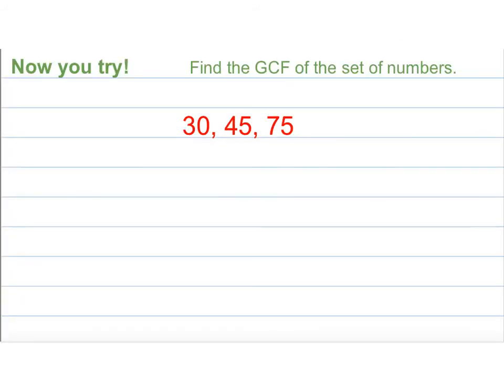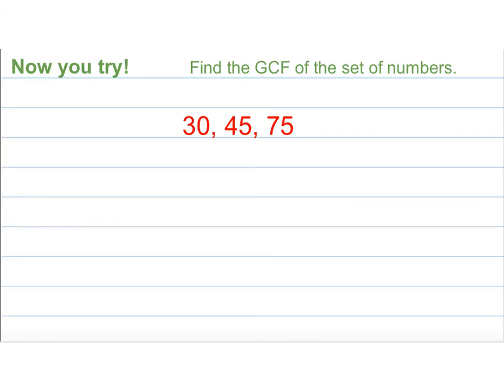Okay, so here's the spot that I want you to pause and try this one on your own. You're finding the GCF for 30, 45, and 75 using any of the three methods that you would prefer. So pause, try, and then come back and watch.